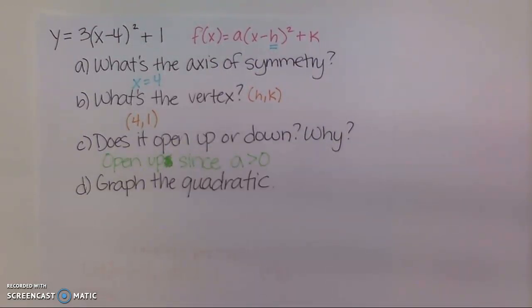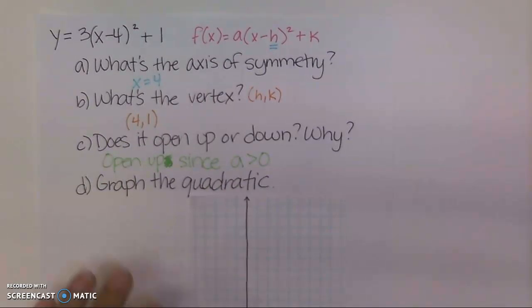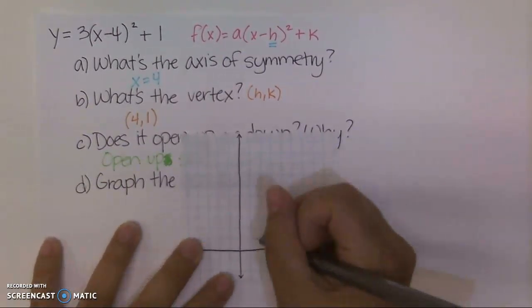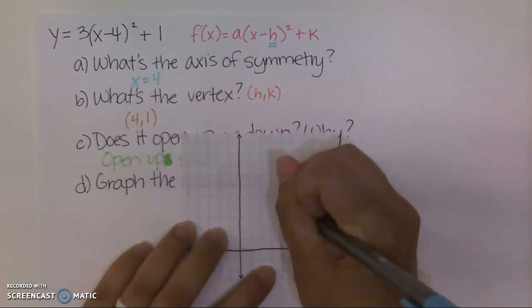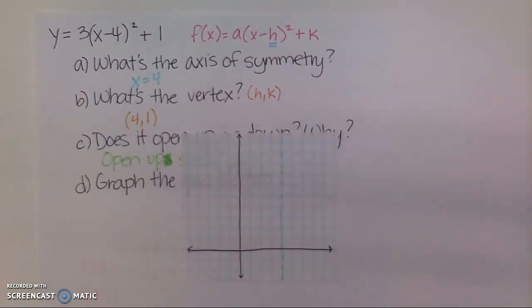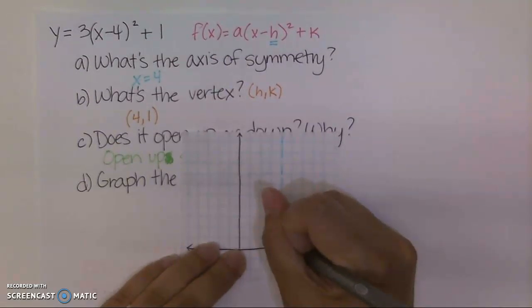Now it's asking us to graph the quadratic. So I'm going to put on this graph what we already know. We know our axis of symmetry is at 4. 1, 2, 3, 4. So I'm going to draw a vertical dotted line on my axis of symmetry. We know that my vertex is at 4, 1. So I'm going to put a dot on 4, 1.